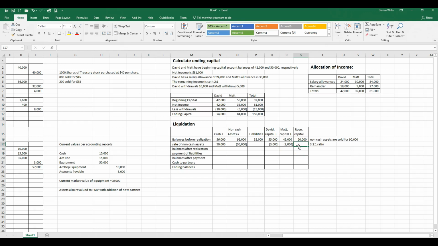Okay, Rose, on the other hand, is going to get 1 out of 6 parts of the loss. So we're going to put equals, again a negative, 1 out of 6 times $6,000. Rose is going to get $1,000 of the loss. So altogether, 3 plus 2 is 5, 5 plus 1 is 6. We have allocated the $6,000 loss appropriately.